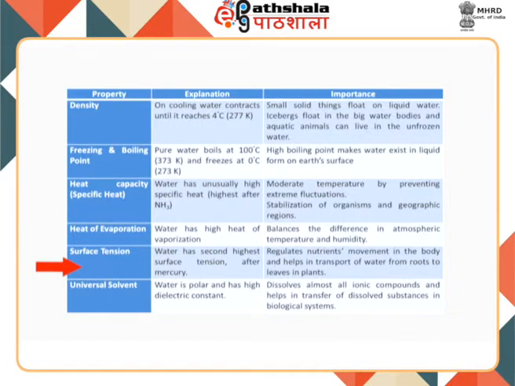And this regulates the movement of nutrients in the body and helps in the transport of water from the roots to leaves in plants. And you know, plants are the only organisms that manufacture food. We all depend on plants. So this travel of nutrients is very important. Now, water is a universal solvent. Why? It is polar. It has a high dielectric constant. And what is the importance? Almost all ionic compounds dissolve in water, and water helps in transfer of dissolved substances in biological systems.